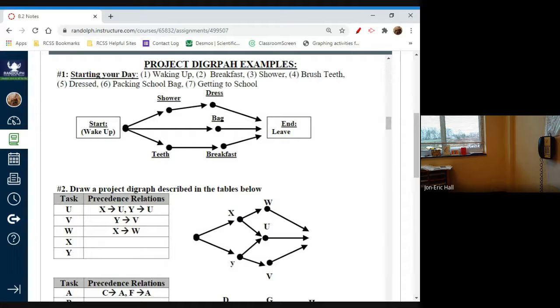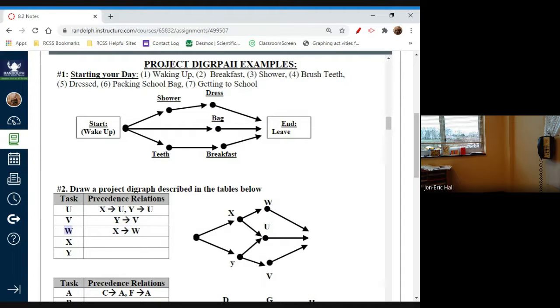So the procedure relations. Here's task U. X goes to U. Y goes to U. You don't have to put U in the middle, but you can. X and Y go to U. Here's task V. Whatever V is. Maybe V is taking a shower. So Y goes to V. You had to wake up before you got there, right?